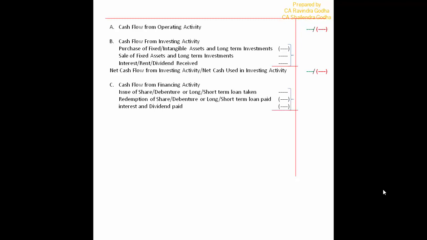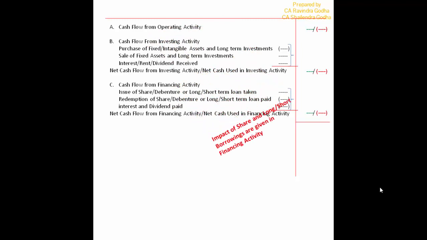And the total of all the items is written in the outer column. It is net cash flow from financing activity or net cash used in financing activity. If positive, we write net cash flow from financing activity, and if negative, it is written as net cash used in financing activity. So in financing activity, the impact of shares and long-term or short-term borrowings is given.